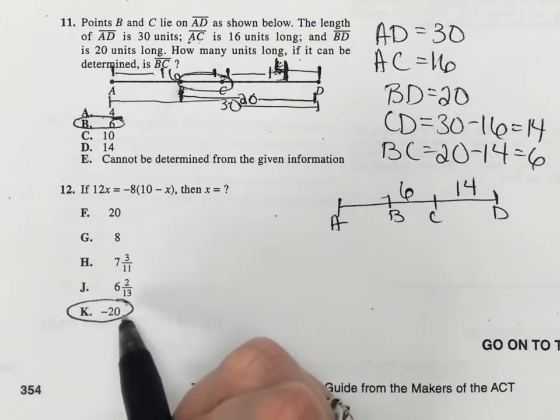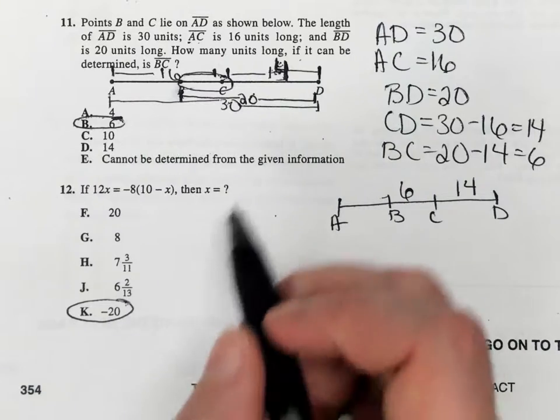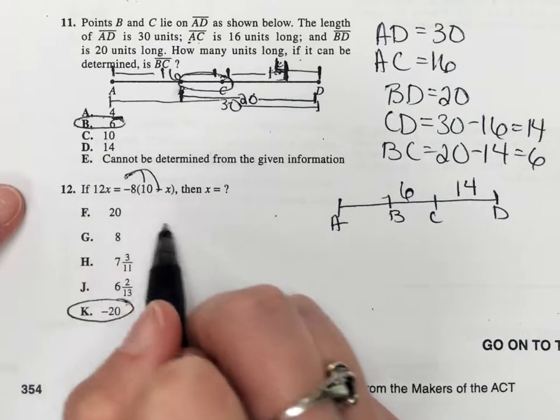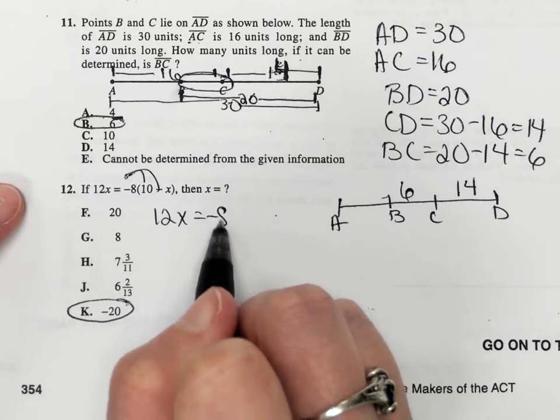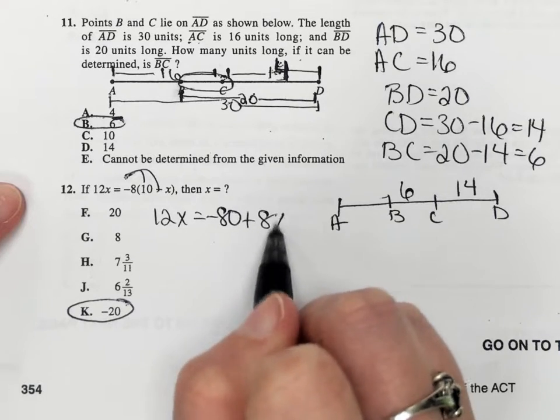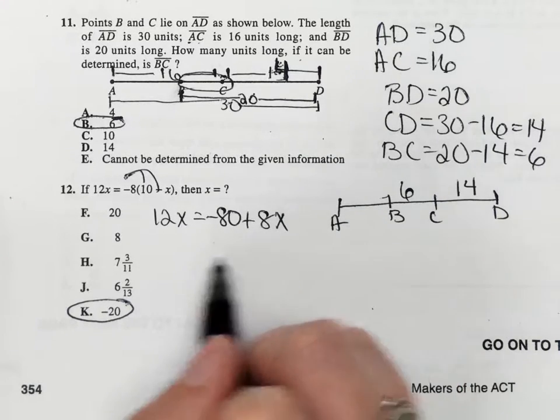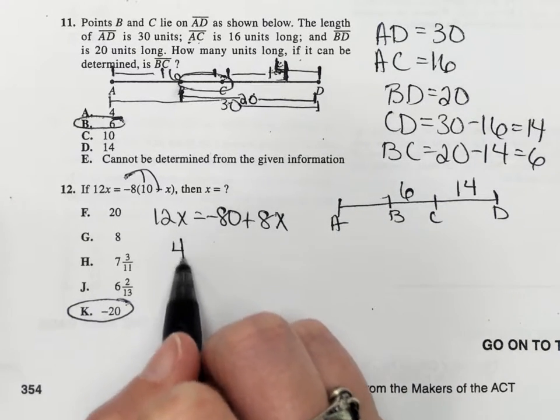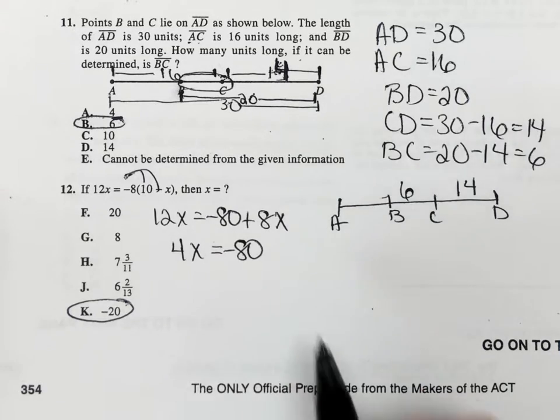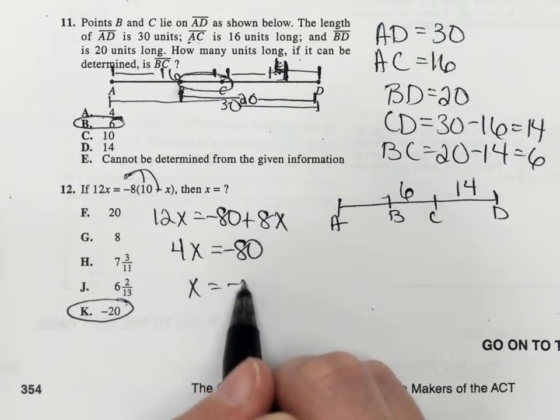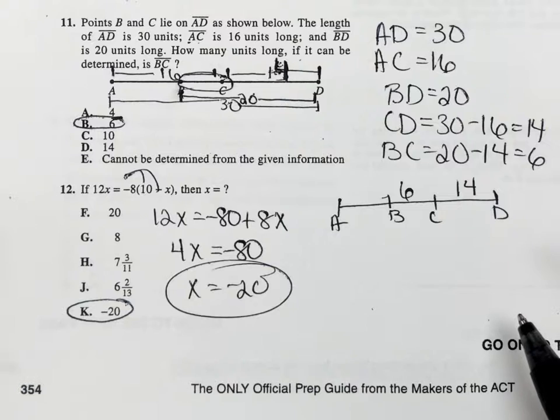All right, what about 12? Do I need to go over 12? Yes? Okay. So distribute the 8. So 12x is equal to negative 80 plus 8x. And then move the 8x over by subtracting. That would be 4x equals negative 80. Then divide, and x is negative 20. So it's a regular standard Algebra 1 problem.